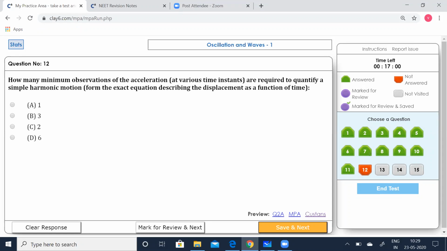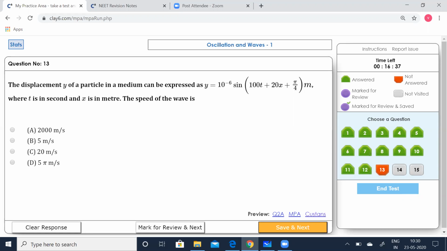How many minimum observations of acceleration are required to quantify a simple harmonic motion? Here again, you can see that acceleration, velocity and position are similar as far as oscillations are concerned. So we need to make at least 3 measurements to solve such equations. So 3 unknowns are needed. So save that, go to the next. The 13th question.